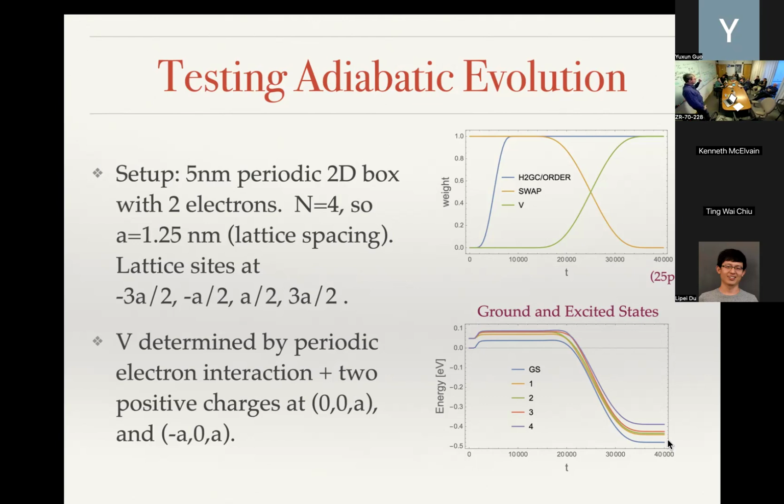So the rate at which you can do the evolution is controlled by 1 over the gap to the first excited state. And then this 40,000 was kind of an arbitrary parameter. It turns out it's 25 picoseconds. So you just have to use the right H bar, in electron volts. Yeah.